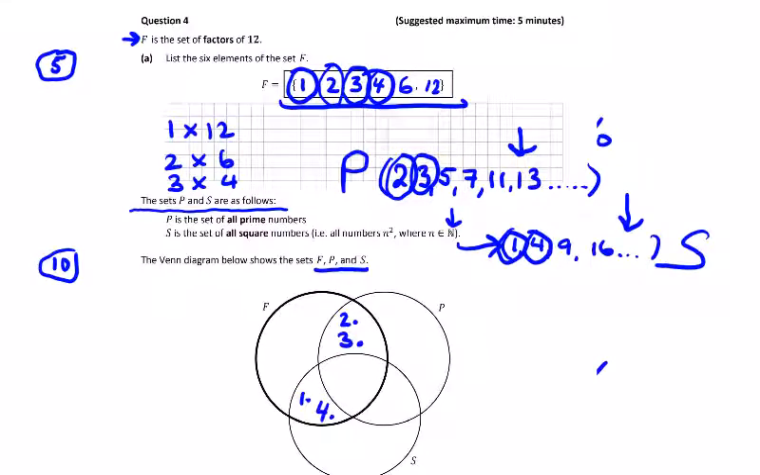There were 10 marks for just putting these numbers in. And then we're left with 6 and 12, and 6 is neither prime nor square, and 12 is neither prime nor square. So hopefully you got this question fully correct. Go and practice it. Be careful with the sets questions.